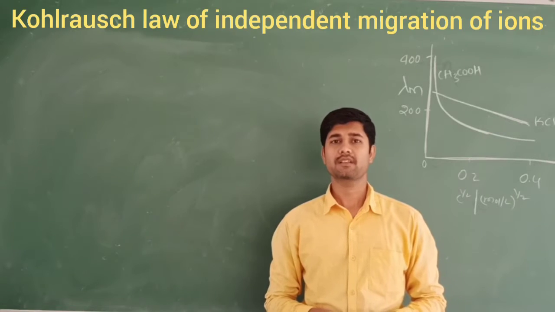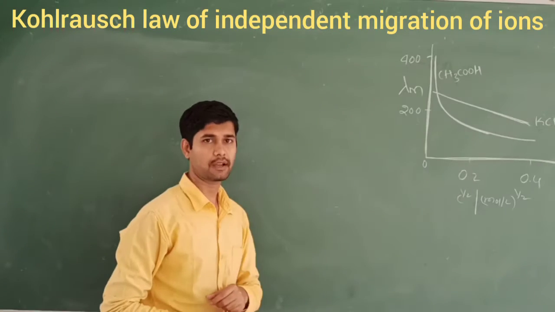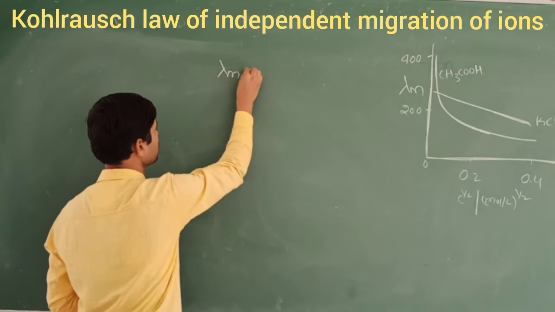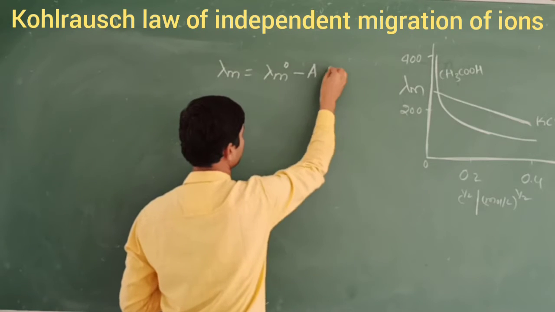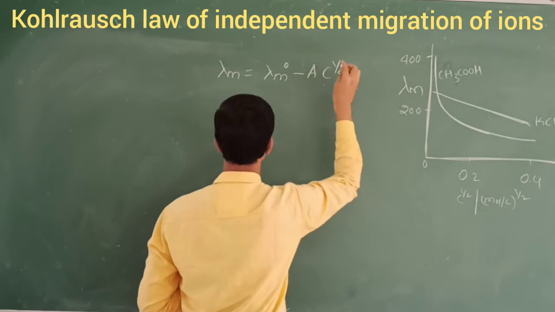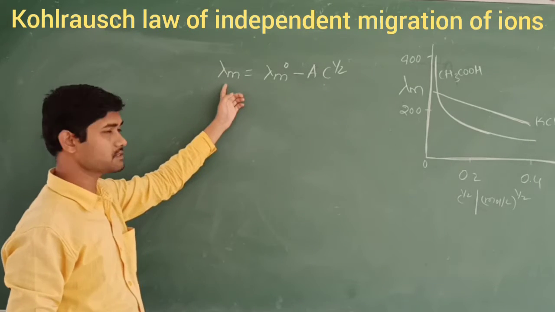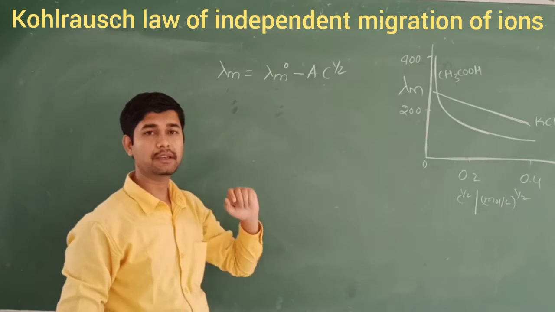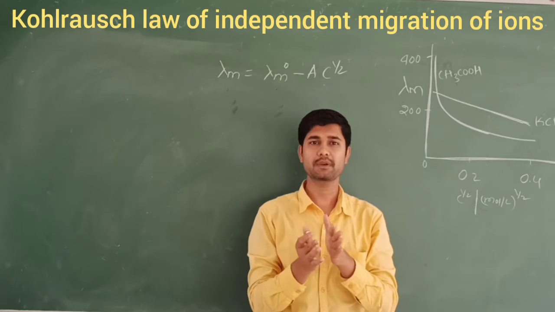Let's discuss Kohlrausch's law of independent migration of ions. For a strong electrolyte, lambda m is equal to lambda m naught minus A into c power 1 by 2. Here lambda m is the molar conductivity, and lambda m naught is the limiting molar conductivity. Limiting molar conductivity means that there should be a limit.